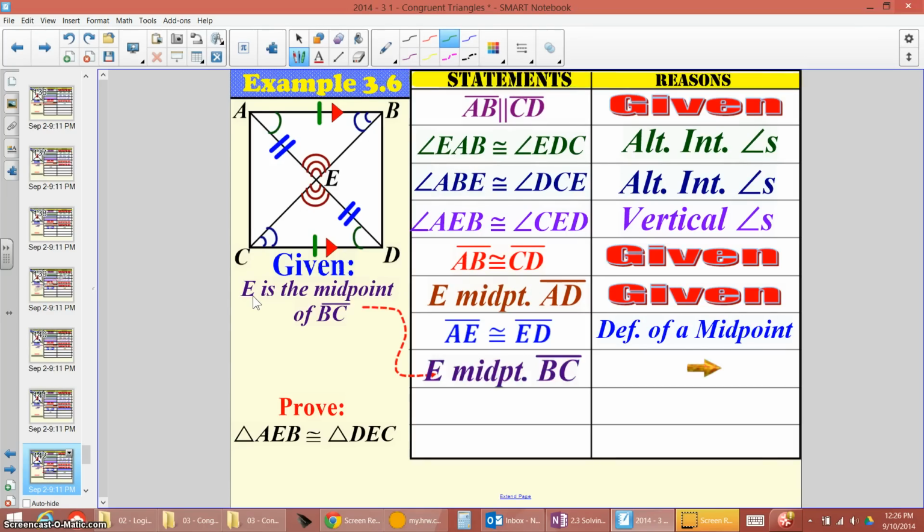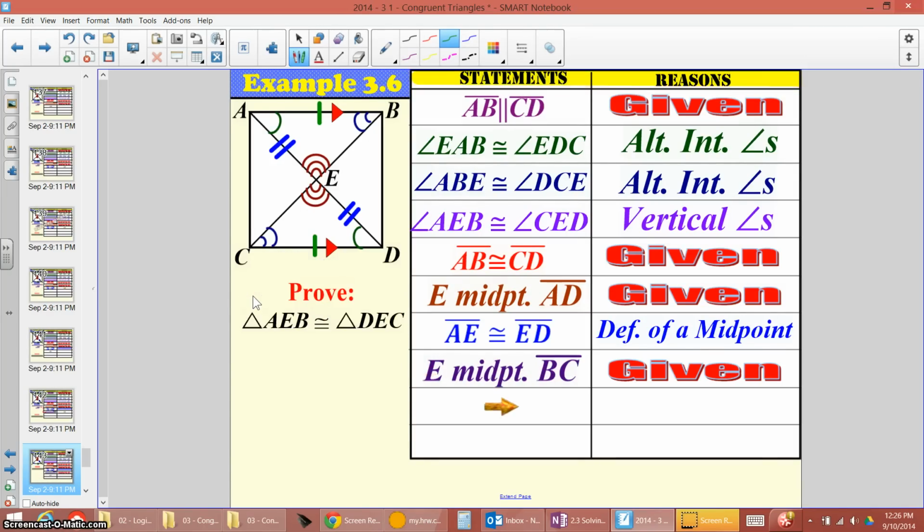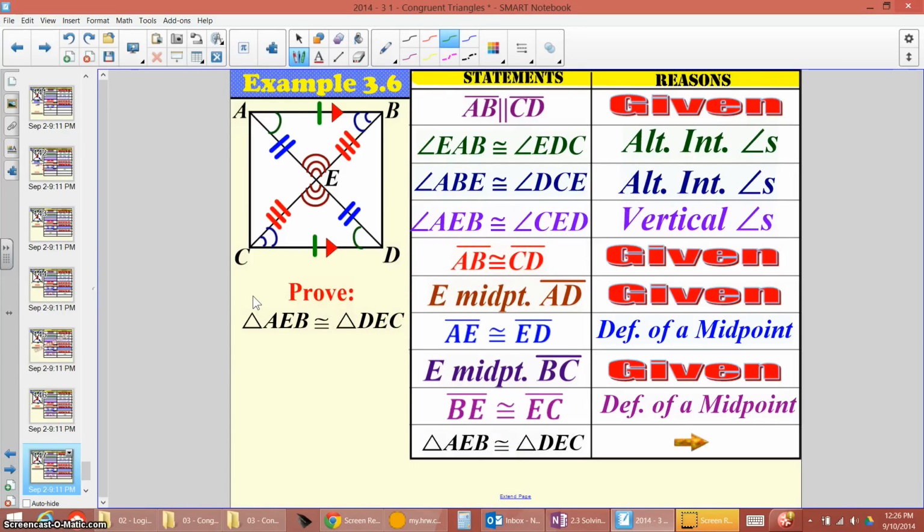Now again, we see the same thing. It's the midpoint of BC. That's given to us. They're congruent because it's the definition of a midpoint. So we put in definition of a midpoint. Now look at that. I have shown that two triangles are congruent. And the reason being, definition of congruent triangles. Right there. All three angles are equal to all three angles. All three sides are equal to all three sides. That is a huge problem.